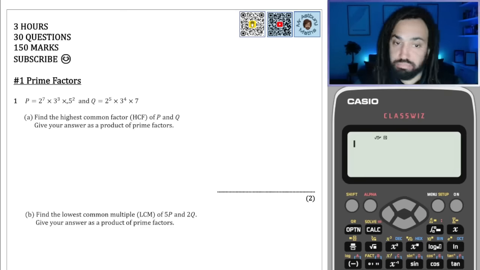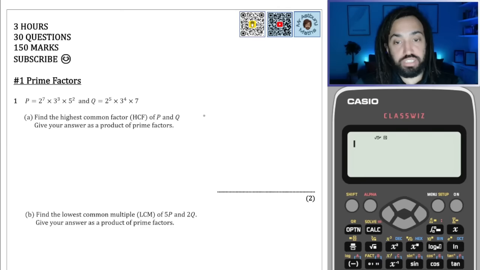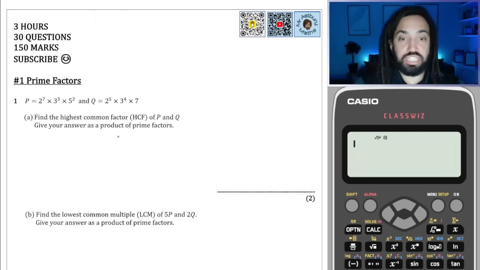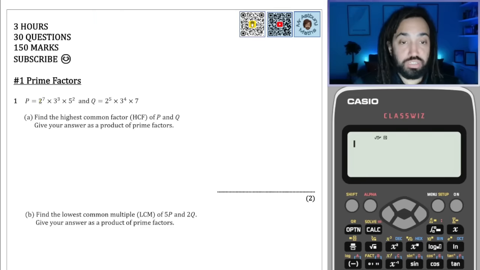So we've got P, it's given as prime factors. Q is given as prime factors. It says find the highest common factor. Give your answer as a product of prime factors. Well, for the highest common factor, we need to only look at prime factors that they share.